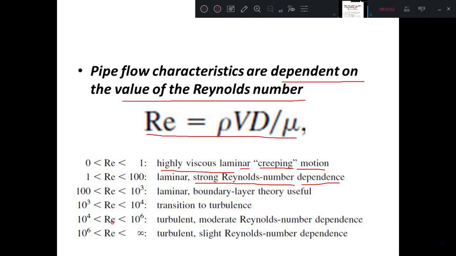If the Reynolds number is 10,000 to 10 lakh, then it is turbulent, with moderate Reynolds number dependence. If the Reynolds number is more than 10⁶ and less than infinite, it is turbulent, with slight Reynolds number dependence. So these are some of the flow characteristics which are dependent on the Reynolds number.